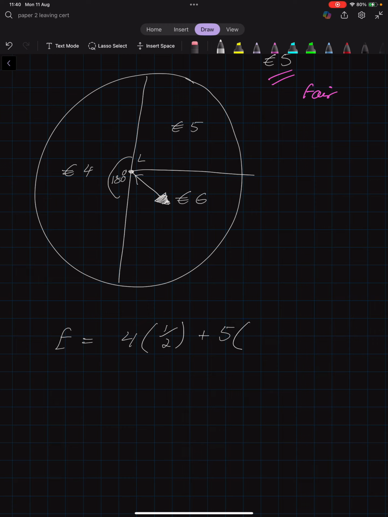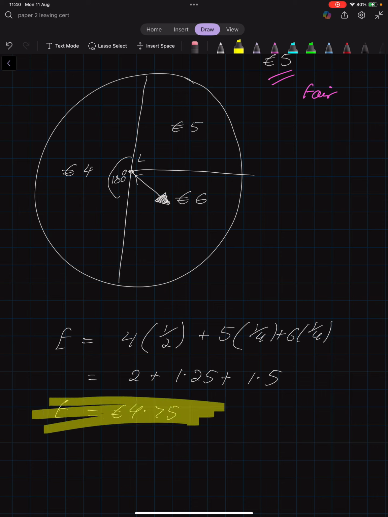Then these are 90 degrees, which means they're a quarter. So it's 5 times a quarter plus 6 times a quarter. So this will give me 2 plus 1.25 plus 1.5. This will give me €4.75. So my expected value for this game is €4.75.